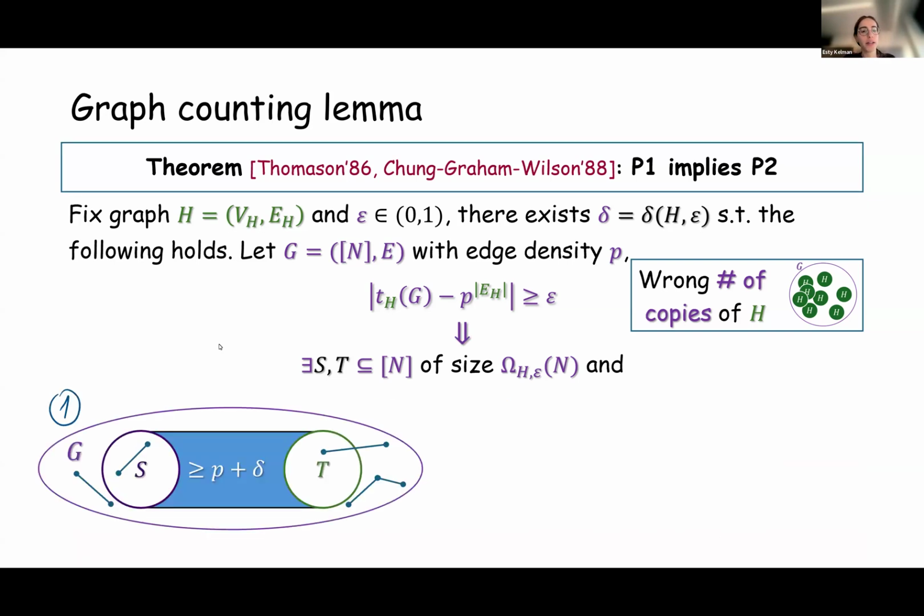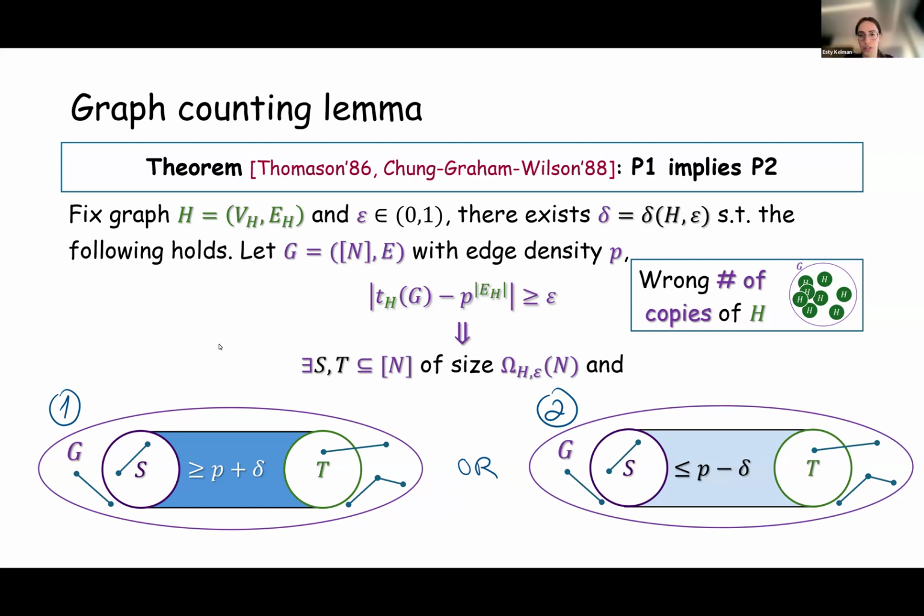So there are two cases. We might have too many edges or too few edges. In the first case, we call it density increment. We have now a subgraph that we can look at, and it's much denser than the graph we started with. In the other case, we call it density decrement. It turns out that since the sets are very large, every time we have density decrement, we also have density increment, and we can forget about this.